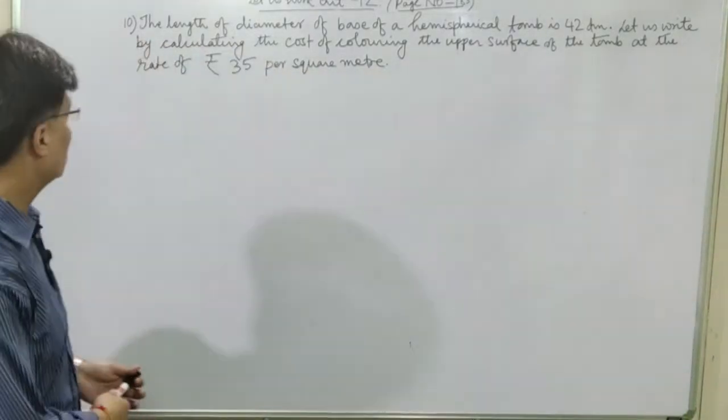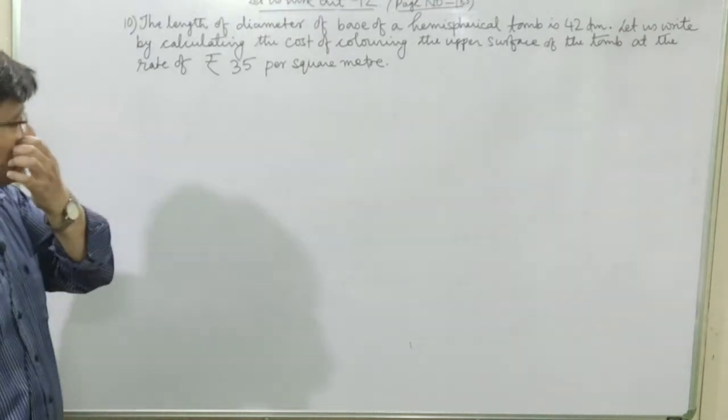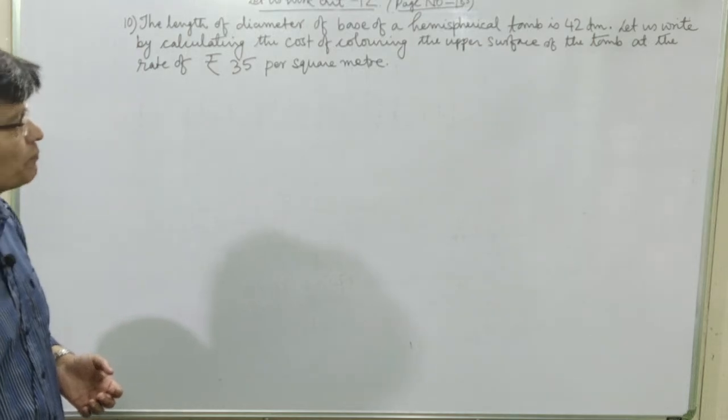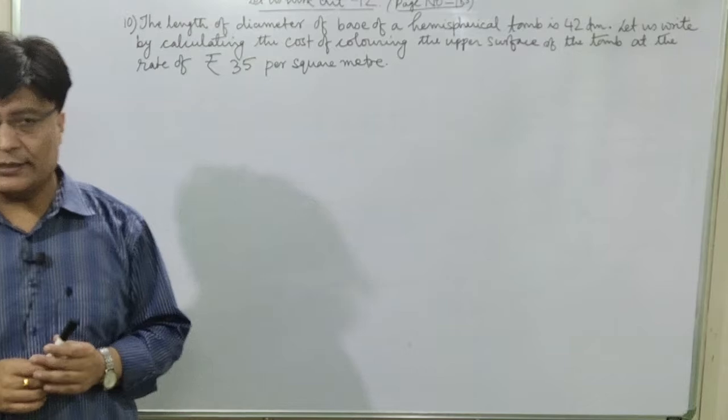So now let's do the next question, that is question number 10. The length of diameter of the base of a hemispherical tomb is 42 decimeter. So here also it says hemispherical tomb.